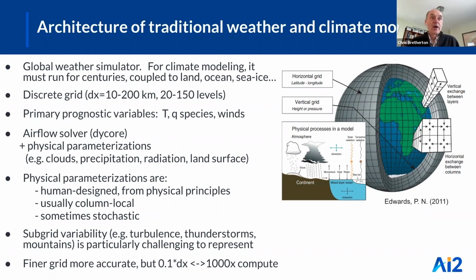We could get away from representing subgrid variability using a finer grid, but it's important to appreciate that if we were to make the grid spacing of a weather or climate model 10 times finer, it would require about 1,000 times the computation. So you can quickly exceed our computational power. So it's fair to say that right now, this kind of model is rate limited by our computational capabilities and also the electrical energy that's required to make them.